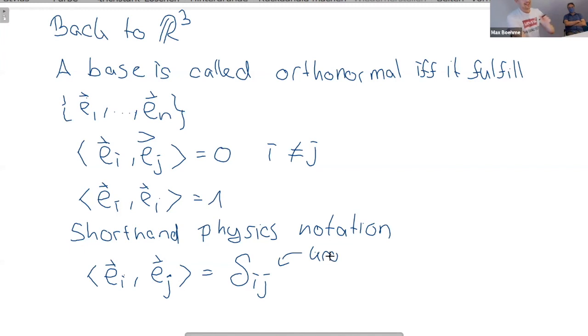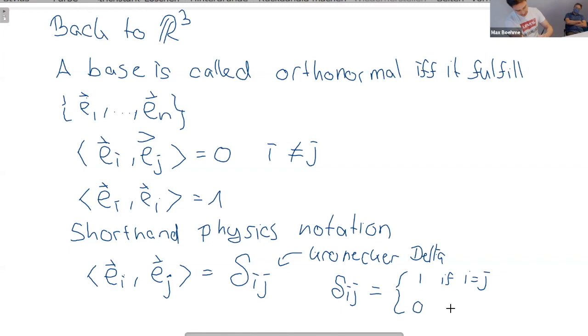Fine. If you write it in R3, it's a bit sloppy, but it's fine. And we define this as, I'm just trying to introduce the notation because it often appears in physics texts. It equals one if i equals j and zero all the other times. So if both indices are the same, it's one, otherwise it's zero. Okay.